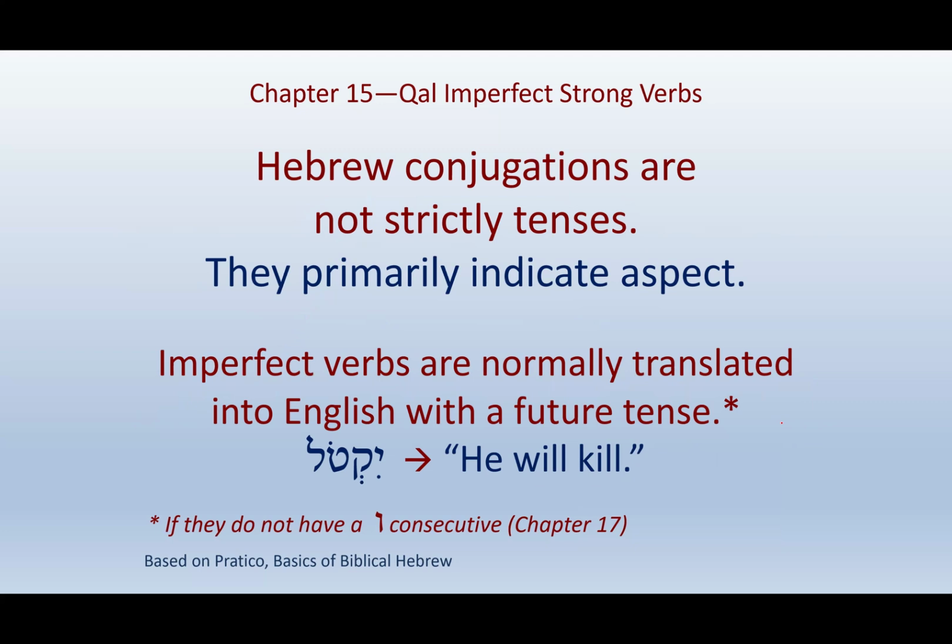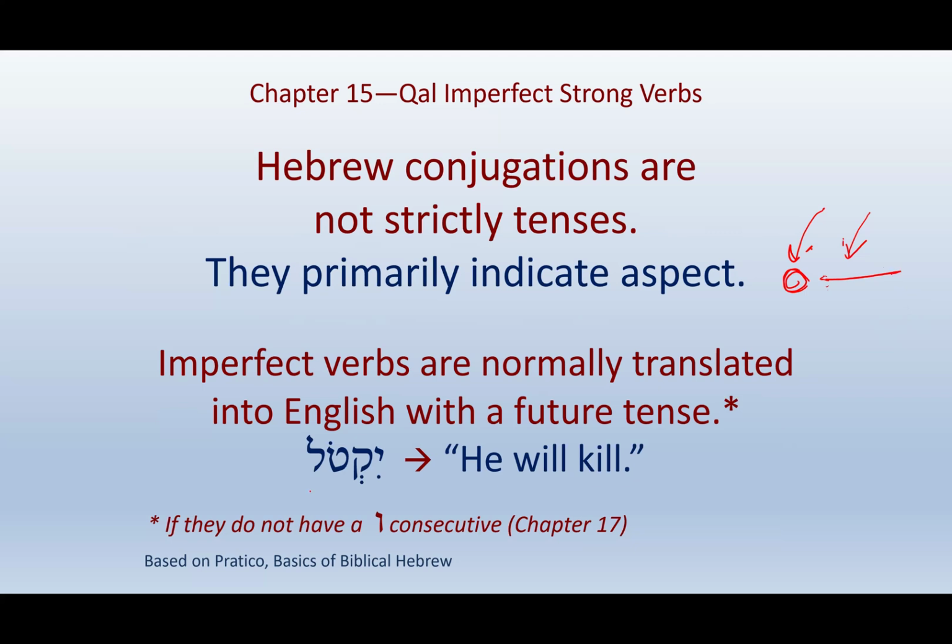They mostly indicate aspect. So we've looked at the Qal perfect, which is looking at a completed action. And now we're looking at the imperfect. This was chapters 13 and 14. And then in chapters 15 and 16, we're looking at continual action or repeated action, or it's incomplete. It's translated as future. Imperfect verbs are normally translated in English for the future tense.